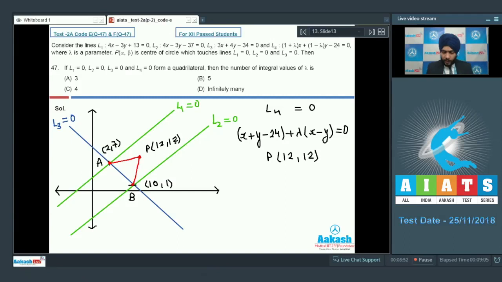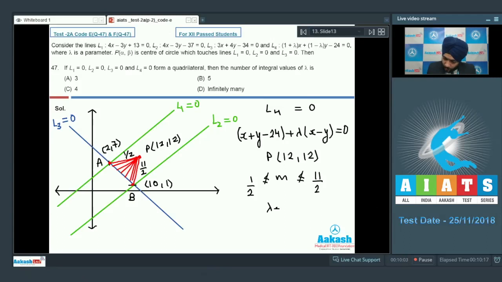Slope of PA will be 5 by 10, 1 by 2, and slope of PB will be 11 by 2. So students, 1 by 2 is the slope of PA, 11 by 2 is the slope of PB. The slope of this variable line should not lie in the interval 1 by 2 to 11 by 2, because if it is lying in this interval, the line will be passing something like this, and there will not be a quadrilateral formed. In all the other cases, a quadrilateral will be formed. So we have to take M not lying between 1 by 2 to 11 by 2.